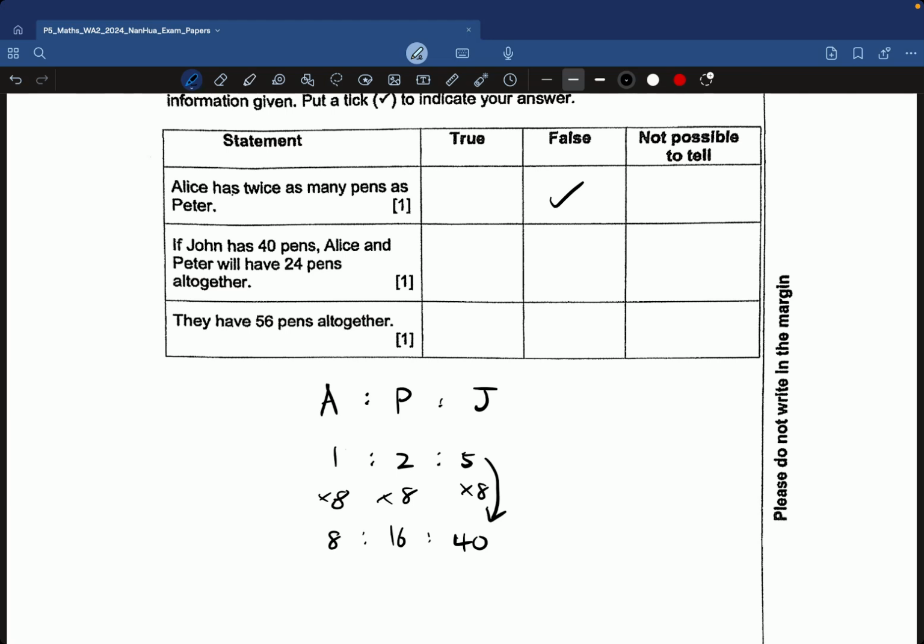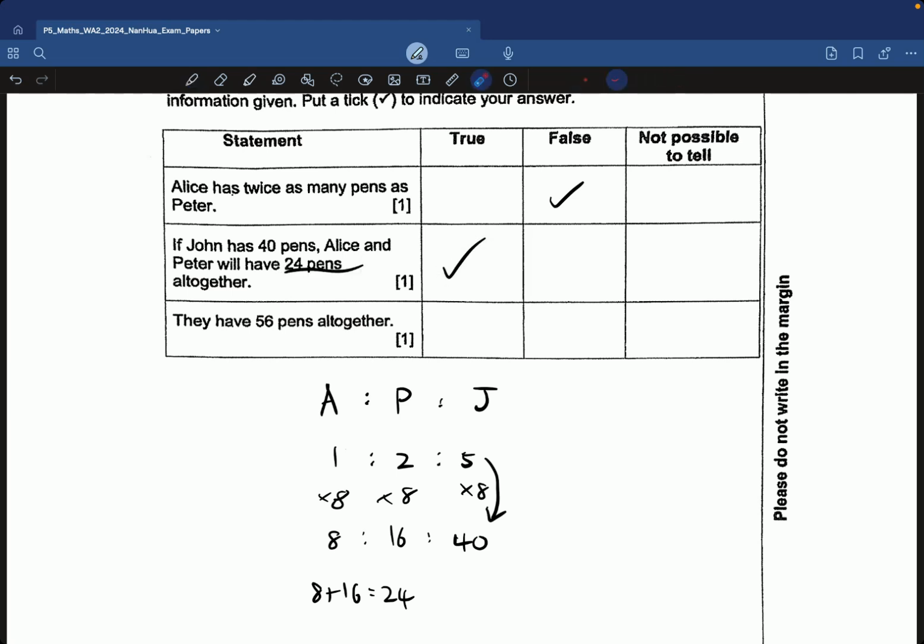So now we need to know whether the second part of this statement is true. Alice and Peter will have 24 pens together. So 8 plus 16 will give us 24. And does it say 24? Yes, it does. So the answer is true.